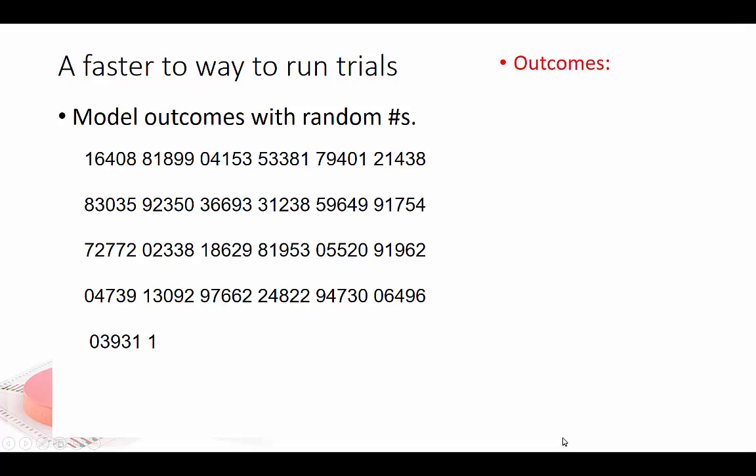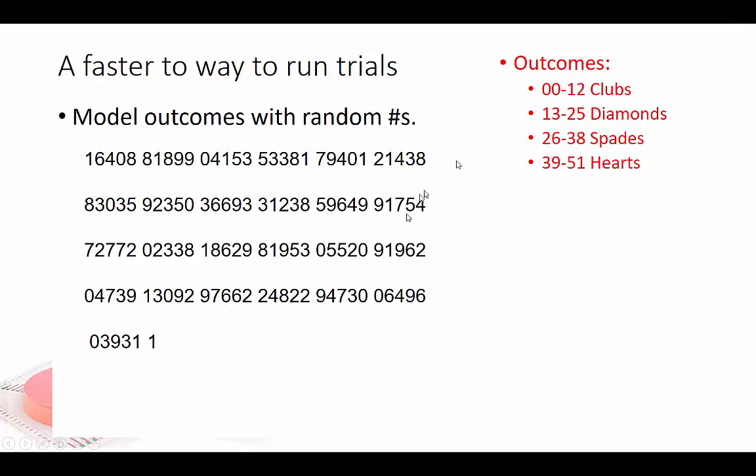Well, we could model with random numbers so we can avoid the shuffling. So instead of your outcomes being actual cards of the deck, you're going to assign numbers to them. And I'm going to say the first 13 numbers start at 0, 0, because you can get 0, 0. Look, there's a 0, 0 right there. You can get a 0, 0 in your random numbers. And so that's the lowest number.